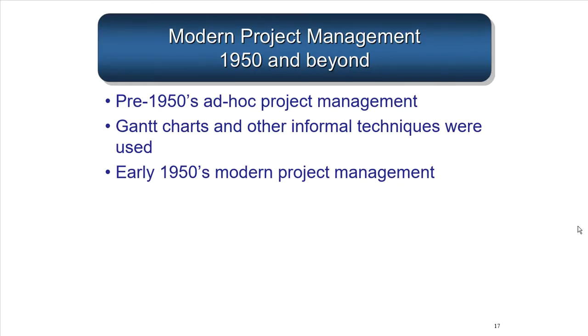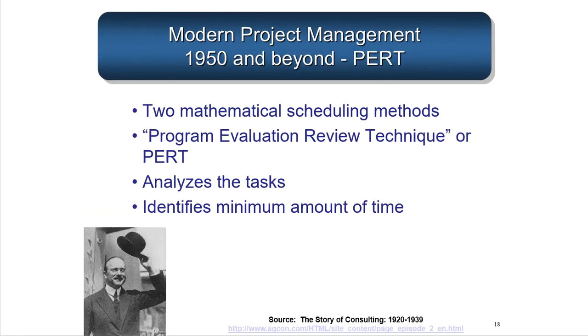Mature companies today, those that are most respected, operate using process management, and they enforce process discipline. Nothing is done ad hoc. It's all planned before it's executed. But before the 1950s, most project work was ad hoc. And then again, you began to see Gantt charts and other informal techniques, and in the early 50s, you began to see modern project management. And much of this project management came out of defense projects that were very highly technical, very large, very complex.